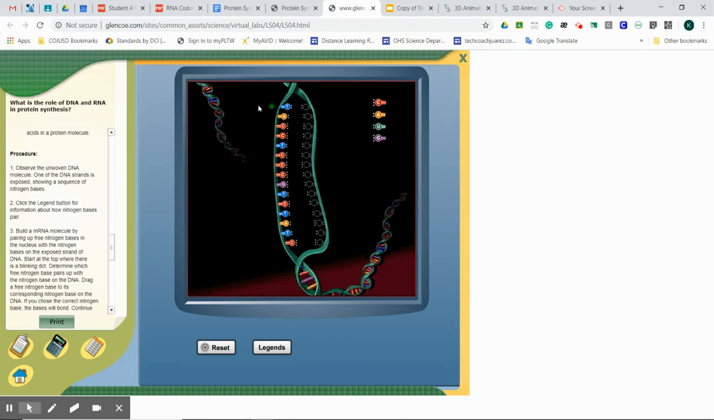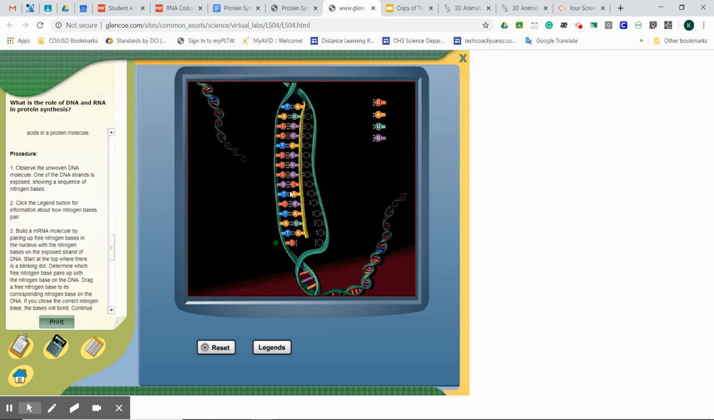So we need to match these bases over here. So what pairs with T? We know that A pairs with T. What pairs with A? We know that it's U in RNA. Reference your base pairing rules and synthesize that strand.